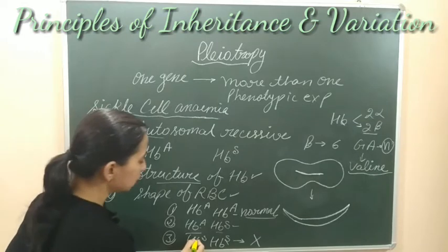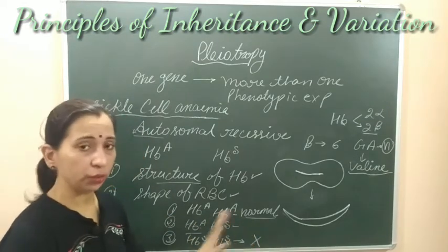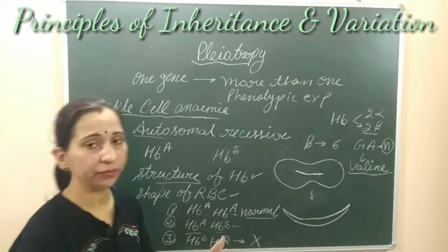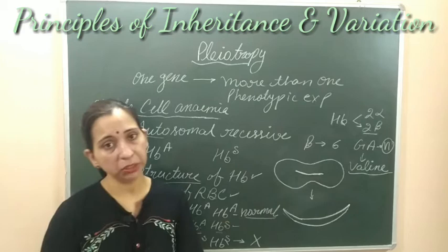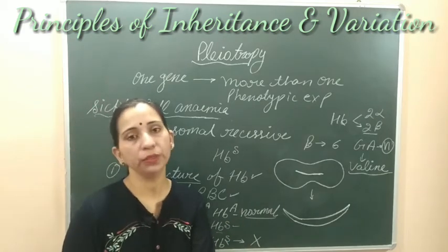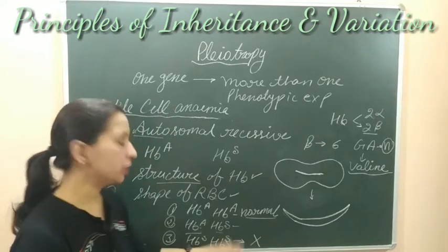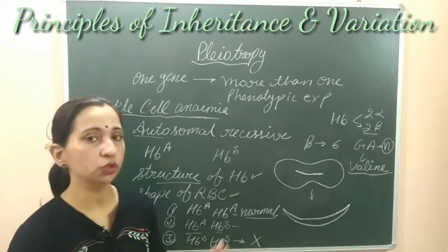So here we discussed the genotype. HBA is the normal genotype where the person has no problem related to sickle cell anemia. But when the genotype becomes HBA and HBS, 50% of the hemoglobin is normal and 50% is defective. But the HBS HBS condition is the critical condition where the disease occurs and the person is not able to survive.